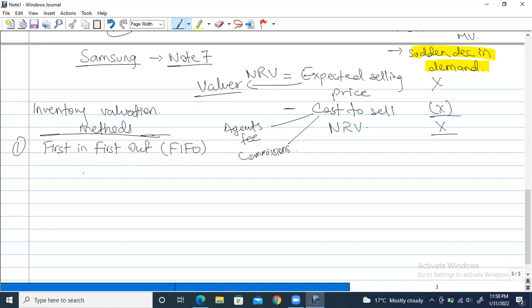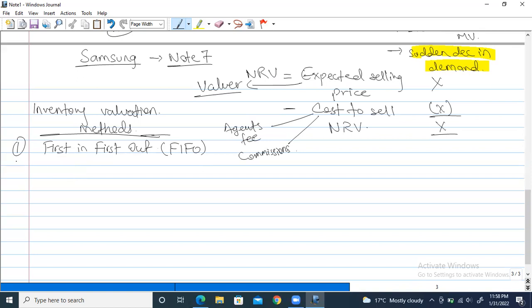What this actually means, as the word explains itself, is that the inventory that came in the factory first will go out first as well, right? That means whichever inventory was received first will be sold to the final customer on a first priority basis. We'll discuss the calculation of this in the next class, Friday's class, because it has a very lengthy calculation. We have to follow a format as well.